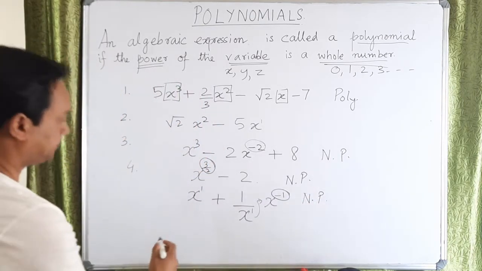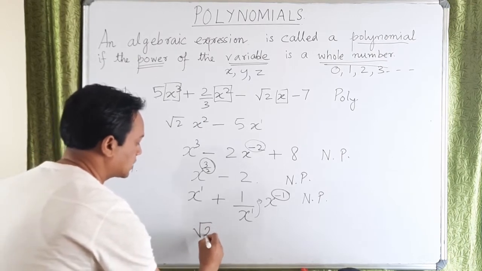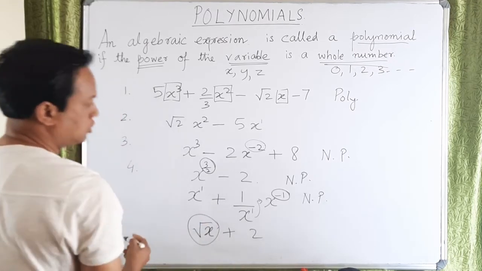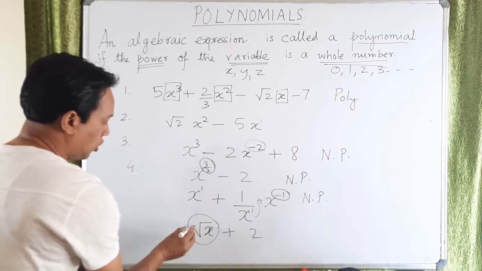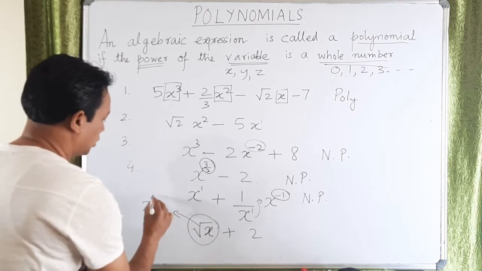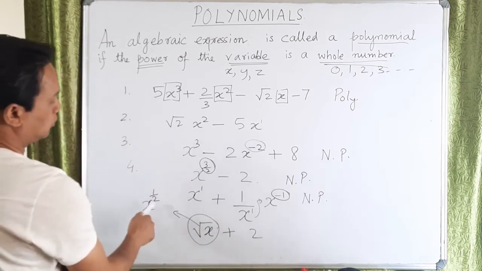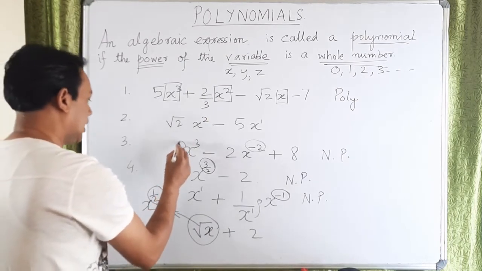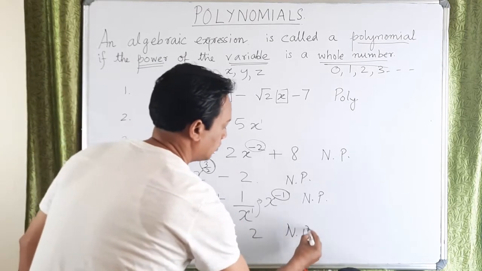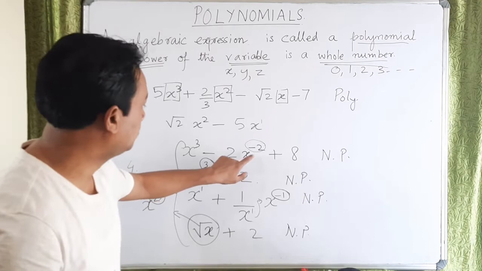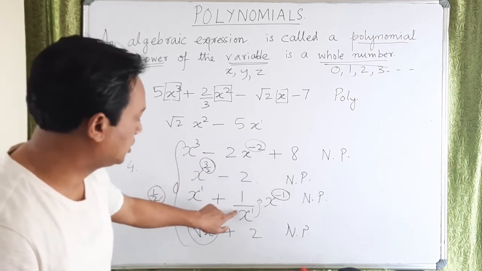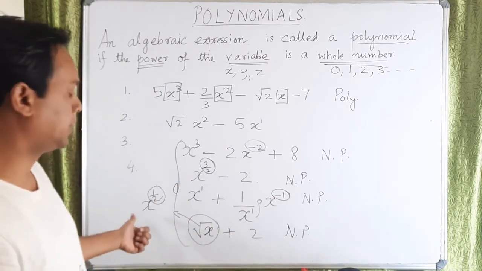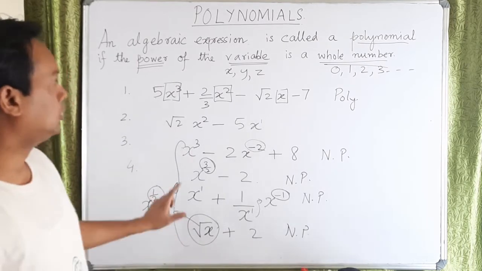If I take another example, say root x plus 2. Here also, since the variable is inside a root, if you write it in exponential form, the square root is written as power half. This half is not a whole number, so this is also not a polynomial. Basically, whenever you come across an expression where the variable's power is negative or a fraction, or x is in the denominator and becomes a negative power when brought to the numerator, or x is inside any root that you cannot cancel, then you can say that these are not polynomials.